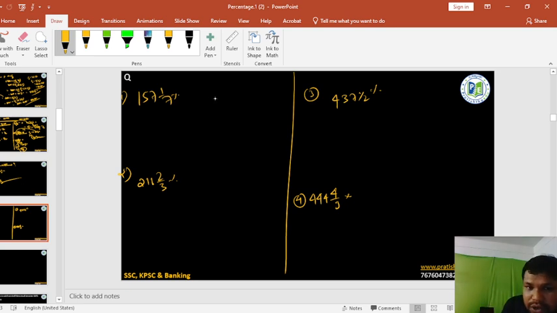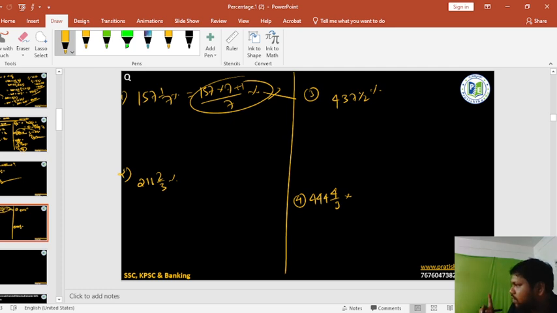In the examination, no need to do it like that. Don't do this way, 157 into 7 plus 1 divided by 7. No, this is not the way to do it. See, everyone keep one thing in mind: if the percentage is more than 100%, 200%, 300%, split them with respect to 100.